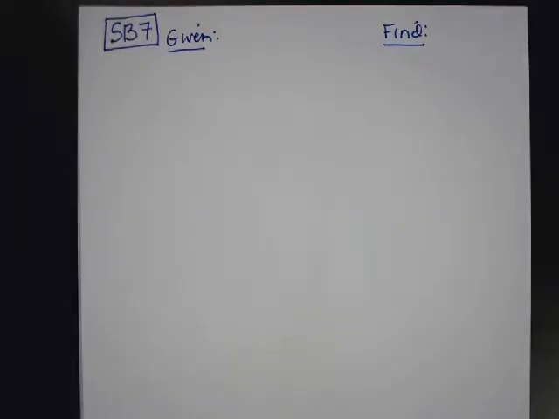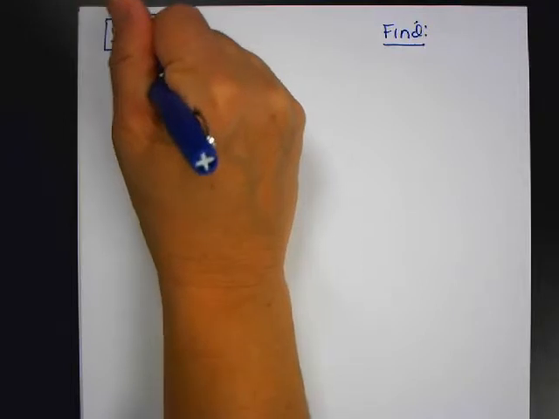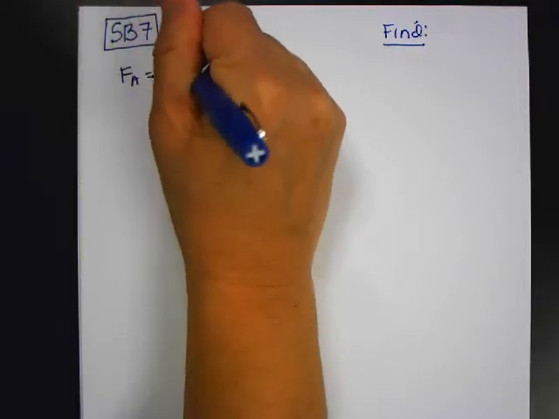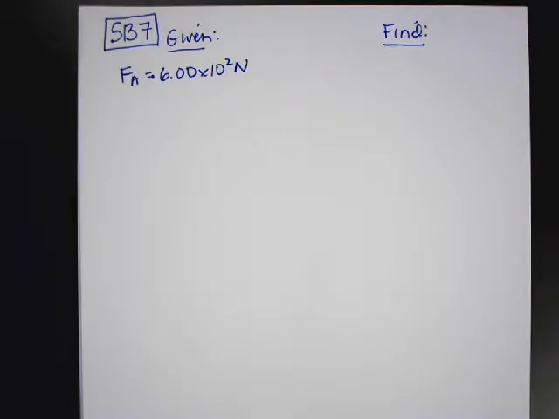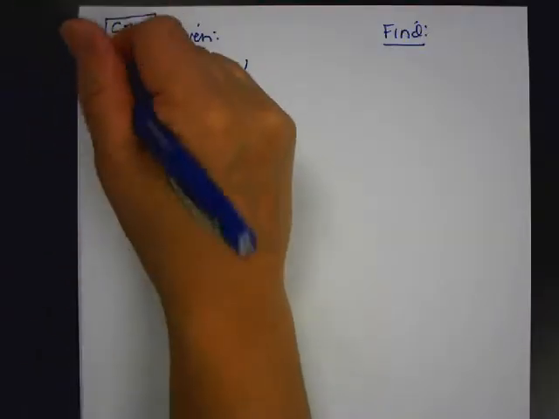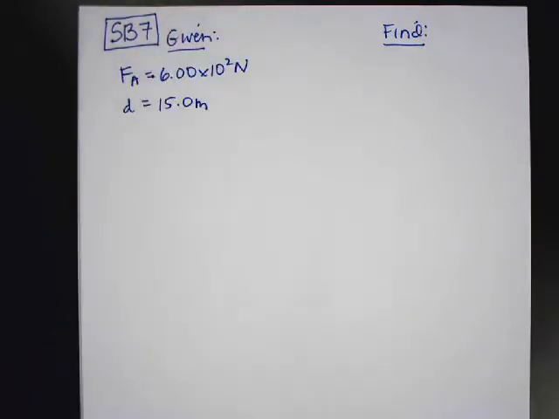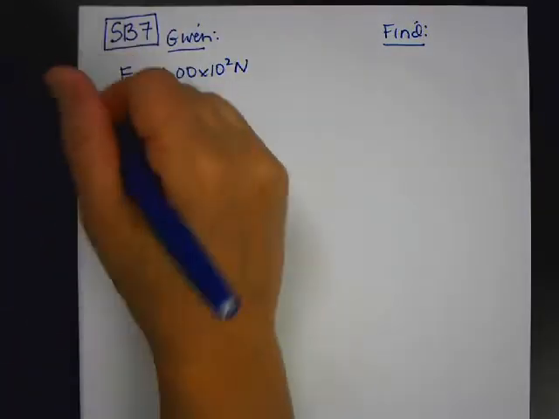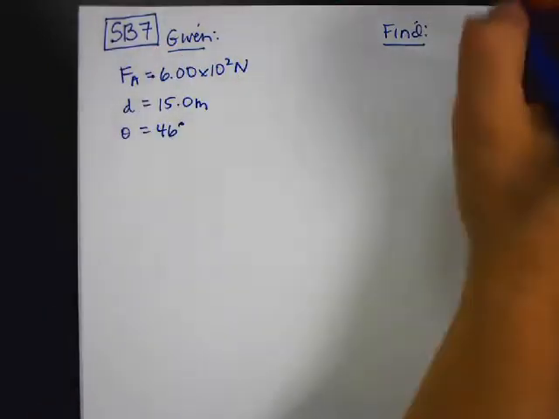So it says a force of 6 times 10 to the 2 newtons is applied. So remember, an applied force is a push or a pull. So if I want, I can call that FA, but it's just the F. 6.00 times 10 to the 2 newtons is applied to a metal box to pull it 15 meters across the floor. The rope used to pull the box is held at an angle of 46 degrees. How much work is done?